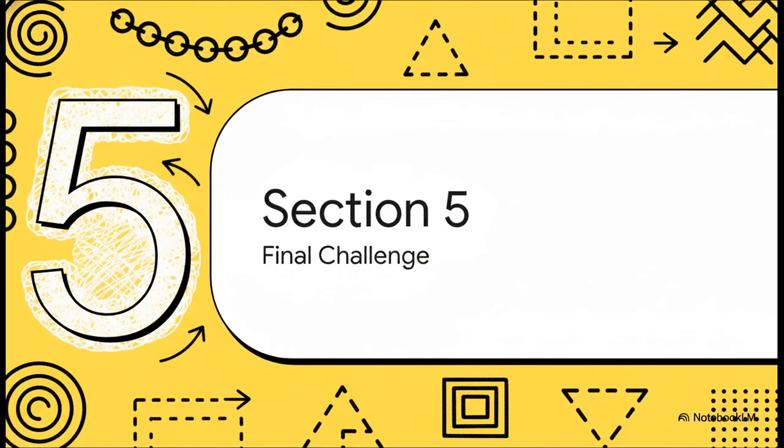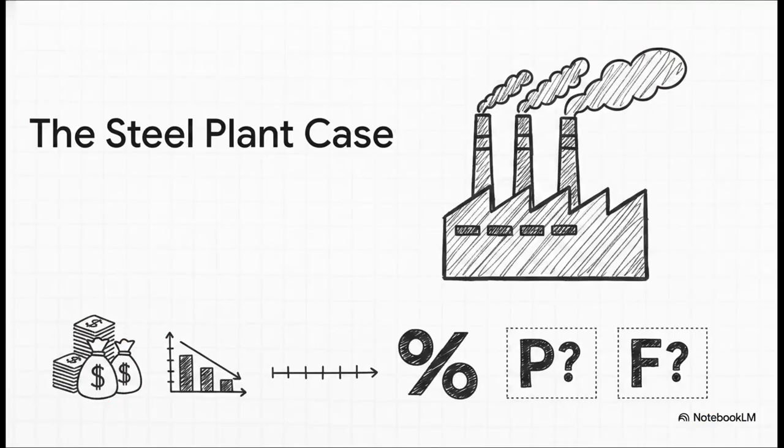Okay, it is time to put your new skills to the test one last time and really lock in these concepts. Let's do a final challenge problem together. All right, for this final challenge, we're looking at a revenue stream from a steel plant. It starts really strong at $50 million in year 1, but then it decreases by 12% every single year for 5 years. That means our G is a negative 0.12.